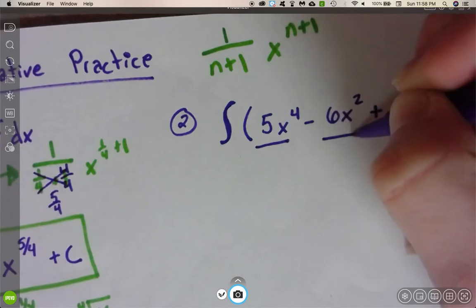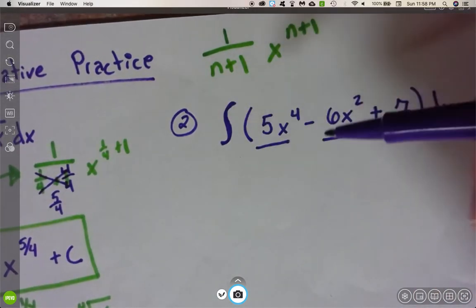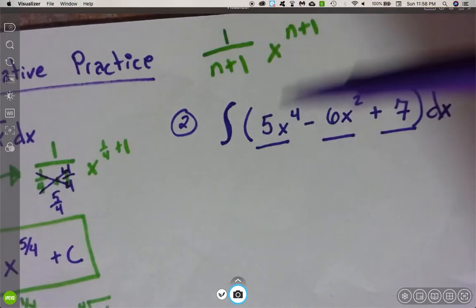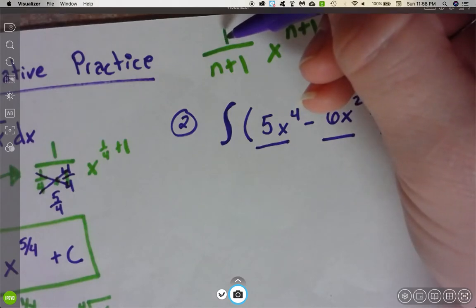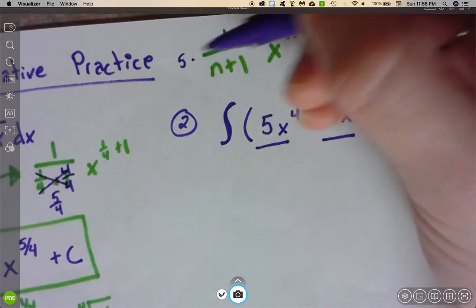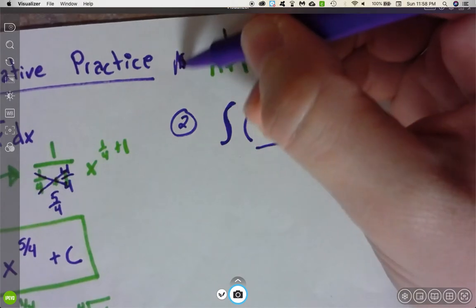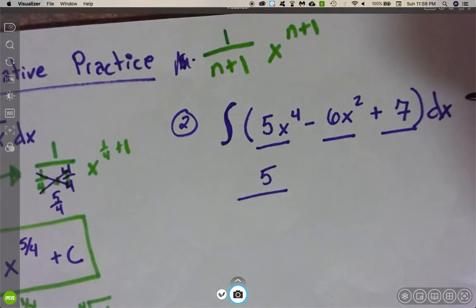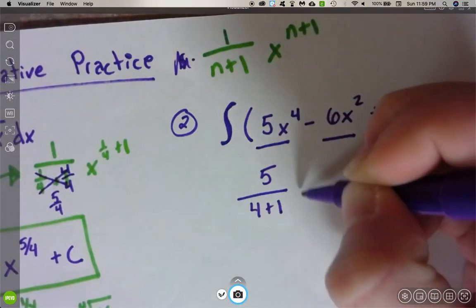So I'm just going to do them one by one. 5x to the 4th power. The only thing that's going to change here, because that 5 is there, is rather than the 1 up here at the top, 1 over n plus 1, it's going to be 5 over n plus 1. Or really kind of like 5 times 1 over n plus 1. So I usually just drag that 5 to the top. So 5 over n plus 1, and n is going to be that 4th power. So 4 plus 1, x to the 4 plus 1. That's what it will look like.